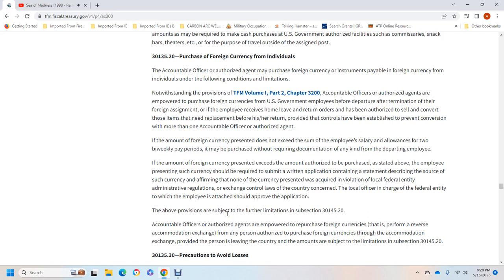A U.S. government employee, before departure or termination of a foreign assignment, may receive home leave or return, and is authorized to sell or convert those items that need replacement at his or her return, with the controls that have been established to prevent conversion for more than the accountable officer or authorized agent.